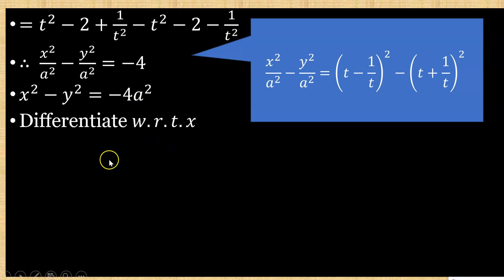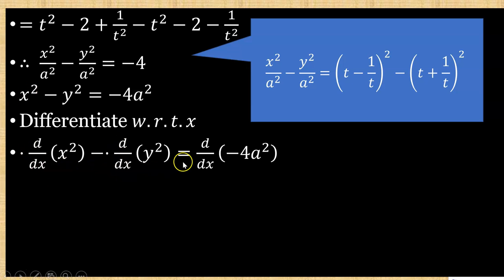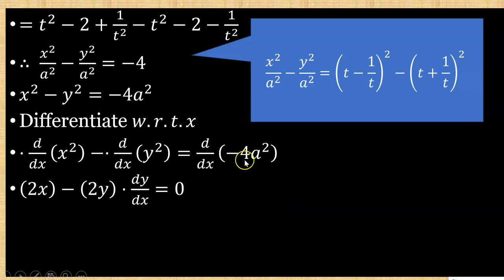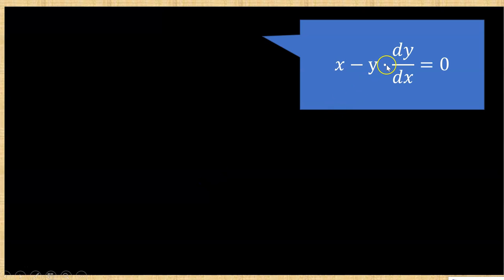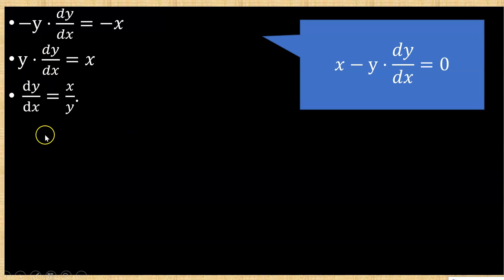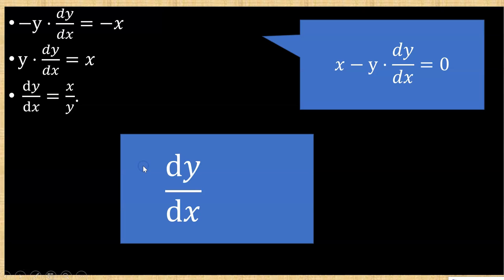Now differentiate this with respect to x. Therefore d/dx of x² − d/dx of y² is equal to d/dx of −4a². 2x − 2y × dy/dx, and the derivative of −4a² is 0. Again the 2 gets cancelled, and if you simplify this, x − y × dy/dx is equal to 0. Therefore −y × dy/dx is equal to −x, that is y × dy/dx is equal to x, and therefore dy/dx is equal to x/y.